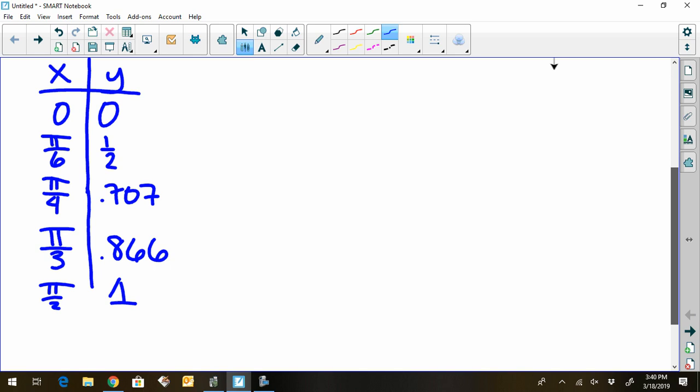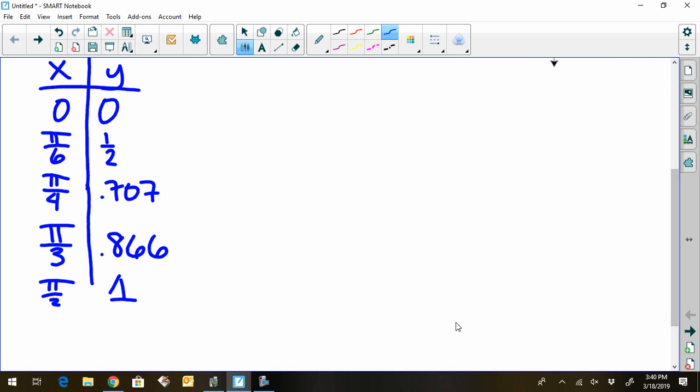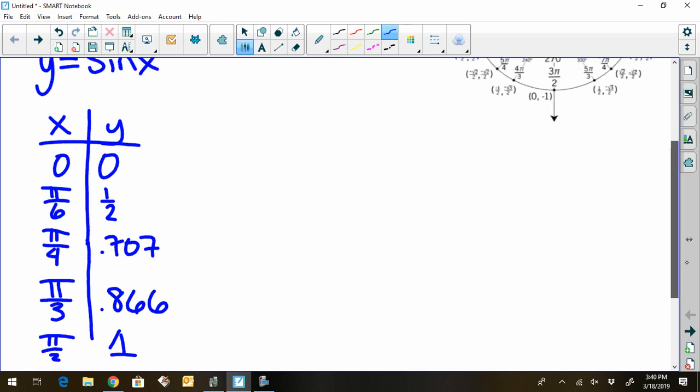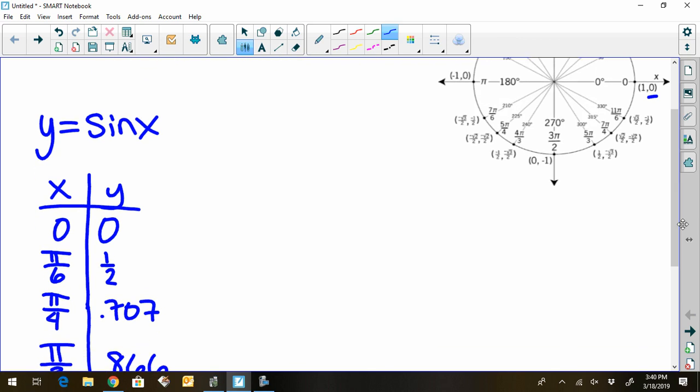All right, so looking at these points, notice how even though from 0 to pi over 6 we're 30 degrees, we jump up to 1/2. And then from pi over 3 to pi over 2, we're also 30 degrees, but we're a lot closer than we were from 0 to 1/2. So what we're noticing is some kind of trend. So I'm going to just start with a little line here. I noticed that it didn't go higher than 1 yet, so we'll see what happens.